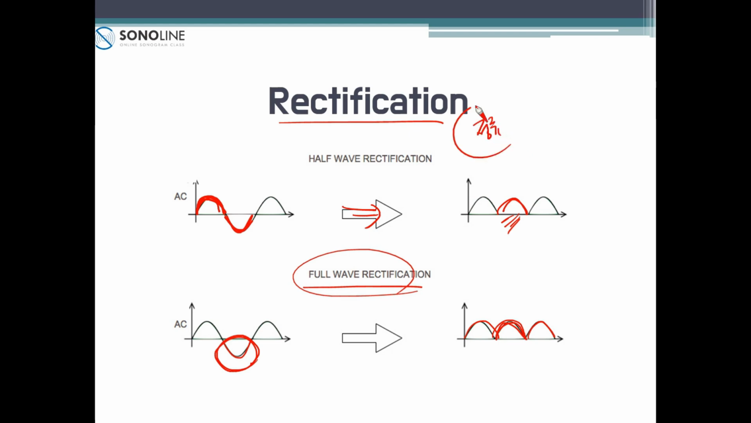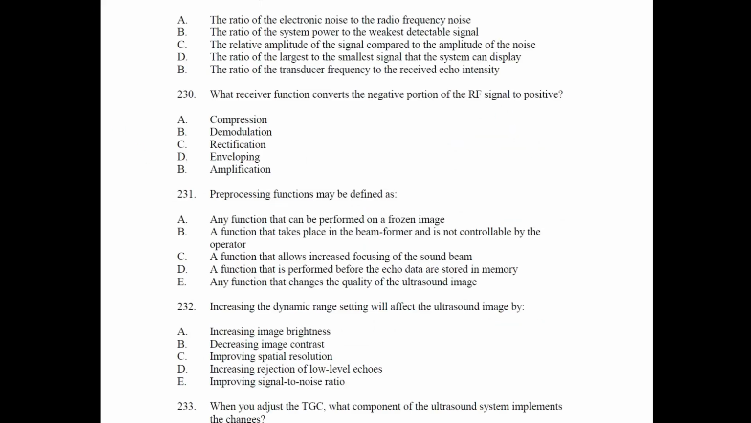This action is called rectification in Korean. As explained in the sentence, you can think of it as a function of the receiver that converts negative to positive. The correct answer is to choose option C.